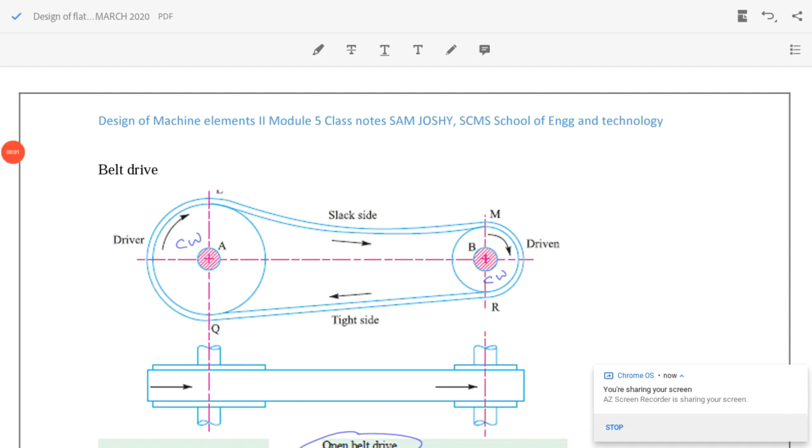In today's lecture, we will see the design of belt drives. A belt drive is used to transmit power through long distances. In this case, the driver and driven pulleys need to be rotated in the same direction, so they are connected by a flat belt. This is a belt, and such an arrangement is called an open belt drive.